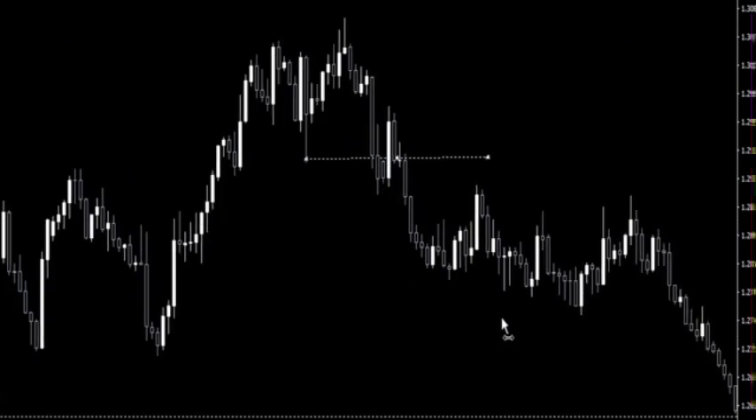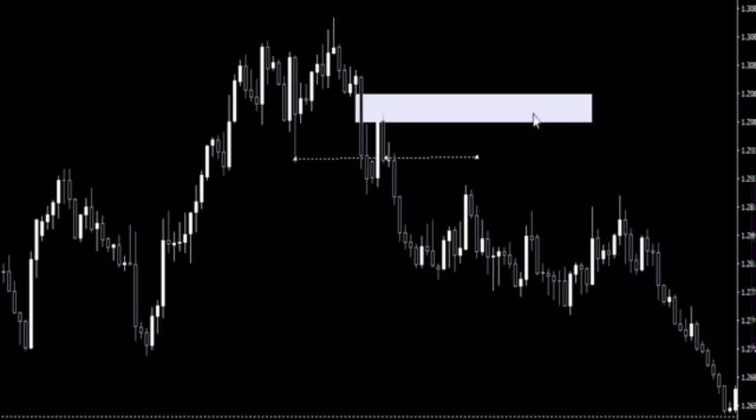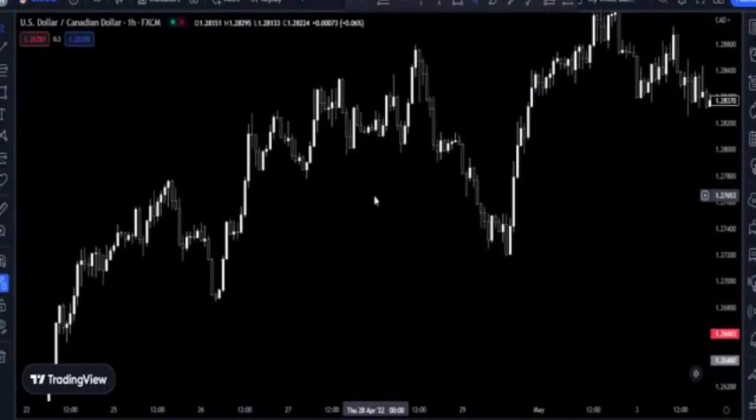Now what do we do? We go to a lower time frame and find an entry. Even from here, you can see an entry, which is this fair value gap. This fair value gap, you can enter from here, but you can find a better one in the 1 hour time frame, which is what we're going to do right now. Coming to the 1 hour time frame, we're going to look for that particular area.